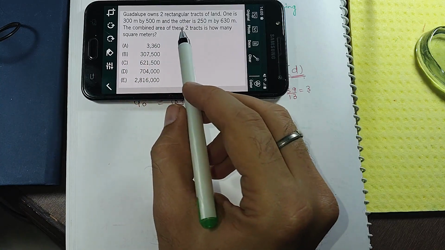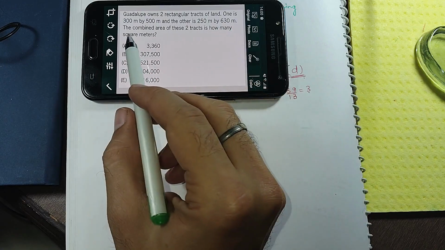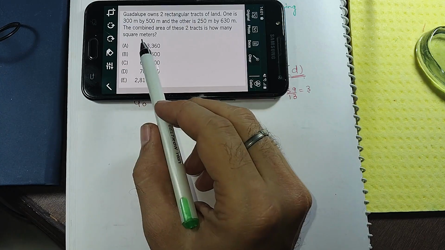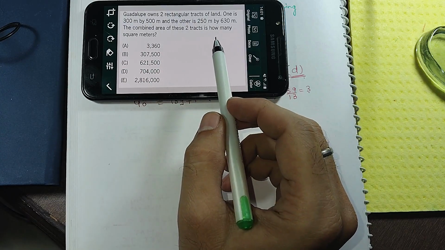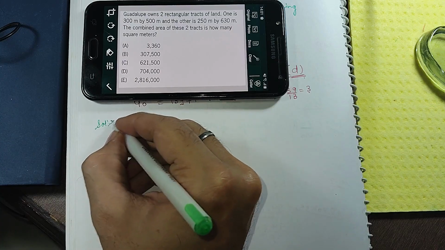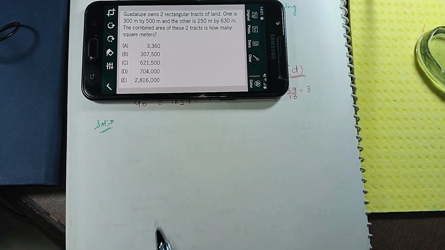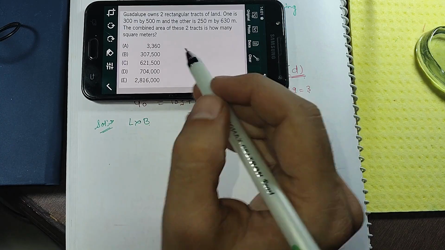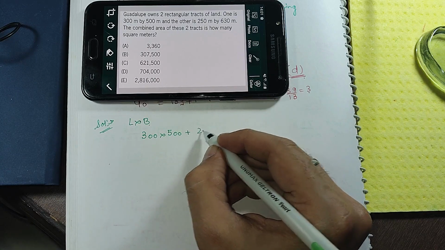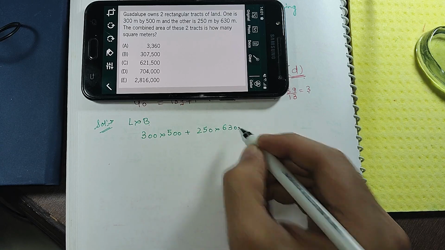Model owns two rectangular tracts of land. One is 300 meter by 500 meter and other is 250 meter by 630 meter. The combined area of these two tracts is how many square meters? So it's a very simple question. Just we must know the formula for area of a rectangle is length into breadth. So first is 300 into 500 meters plus 250 into 630.